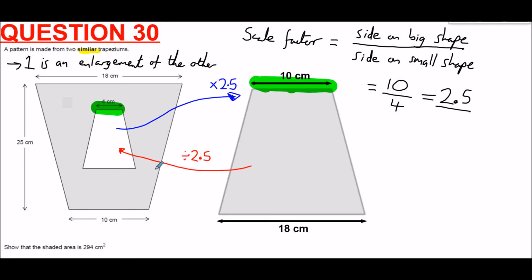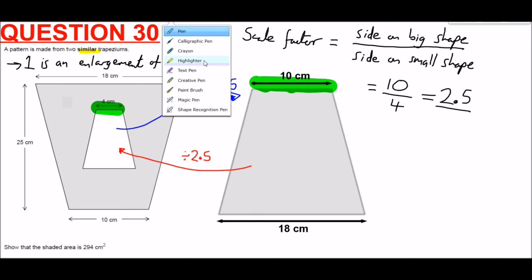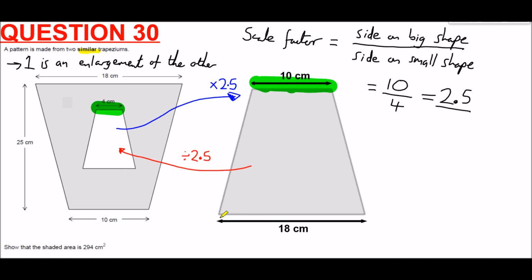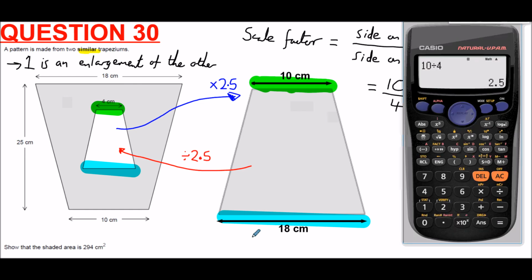So using this, we can work out the length of this side of the smaller trapezium by taking 18 and dividing it by 2.5. The reason that works is because this side of the big one corresponds to this side of the small one. So 18 divided by 2.5 will tell us the bottom side of the small trapezium, which is 7.2 centimeters.